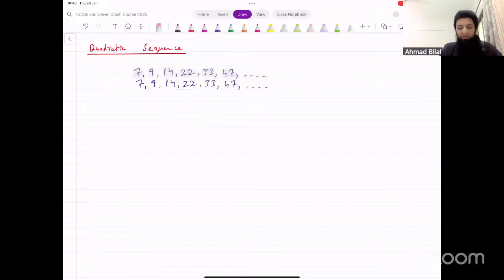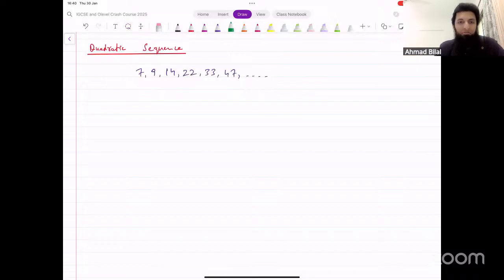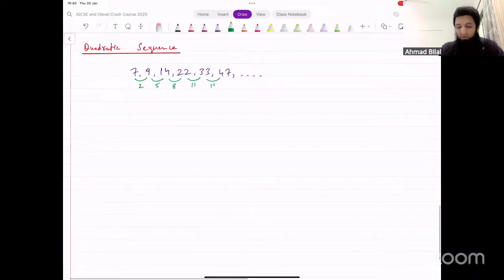Now, is this a linear sequence? It's not, because you can clearly see that the difference is not constant, right? The first difference is 2, then the next difference is 5, then the next difference is 8, then the next is 11, and then the next is 14. So the differences are clearly not the same. That means it's not a linear sequence. All right? Okay, so if it's not a linear sequence, then another possibility is that it's a quadratic sequence.